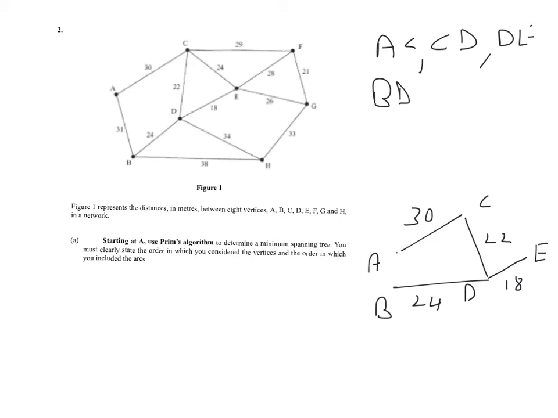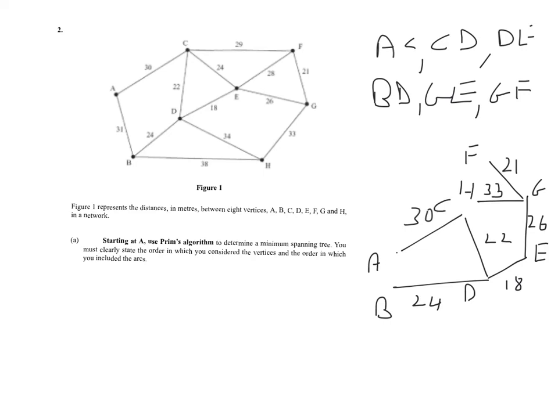Now the next smallest number, we don't include CE at this point, remember. CE is 24, and that's smaller than the one we're about to choose, but CE would make a cycle, so we're not going to choose that. The next one's going to be 26 from E to G. The next smallest one is from G to F, which is 21. So that's F there, that's 21, there we go. And then finally we need GH, which is going to be 33.